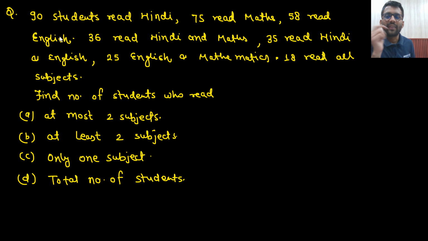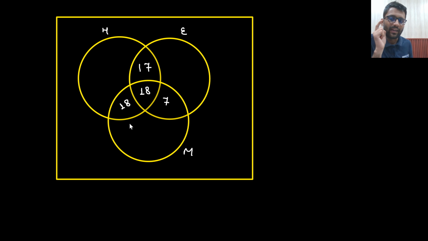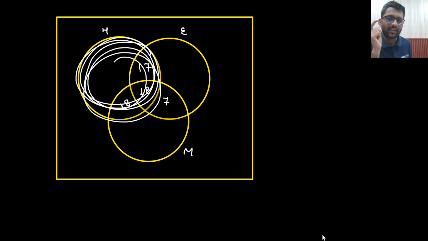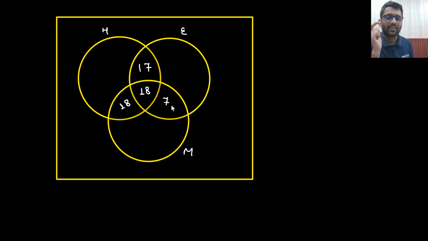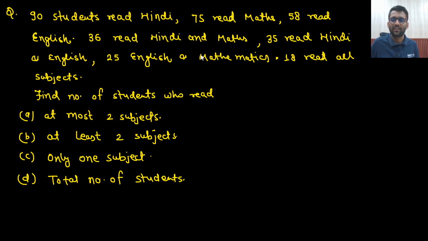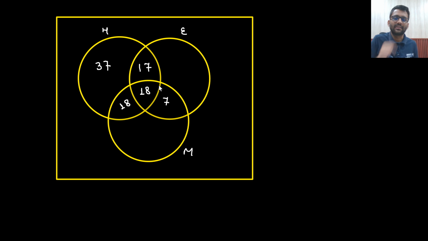Now they are saying 90 students read Hindi. So all this combined is 90. So 18 plus 18 plus 18 is already there. 18 times 3 is 54. That means 54 is already there. So this would be 37, right? 53 plus 37, 90.